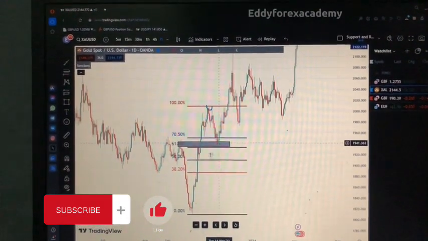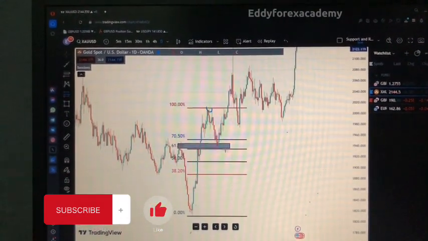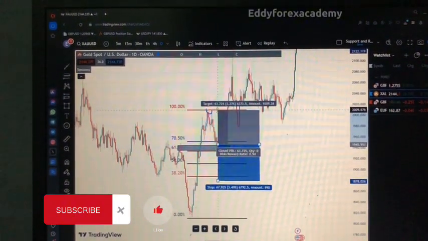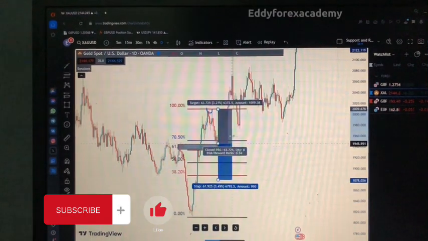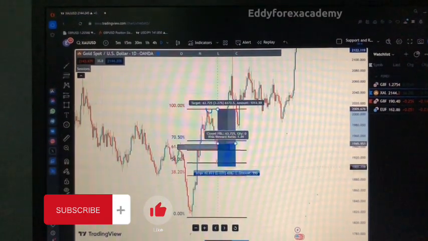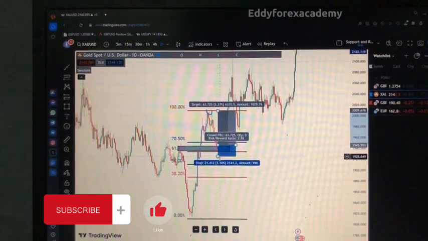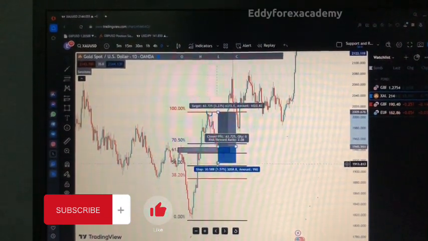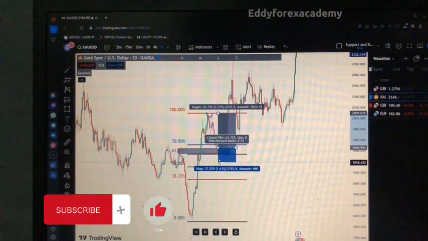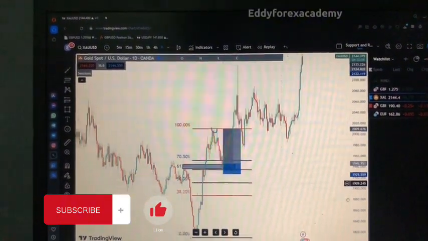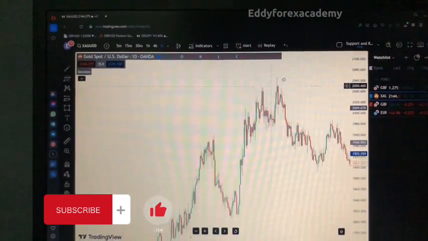So let's say, for instance, we took this market here, from this zone to the next support and resistance, and our stop loss is here, or you can use the stop loss below this level. So something like that. So basically, that's just how to use Fibonacci.